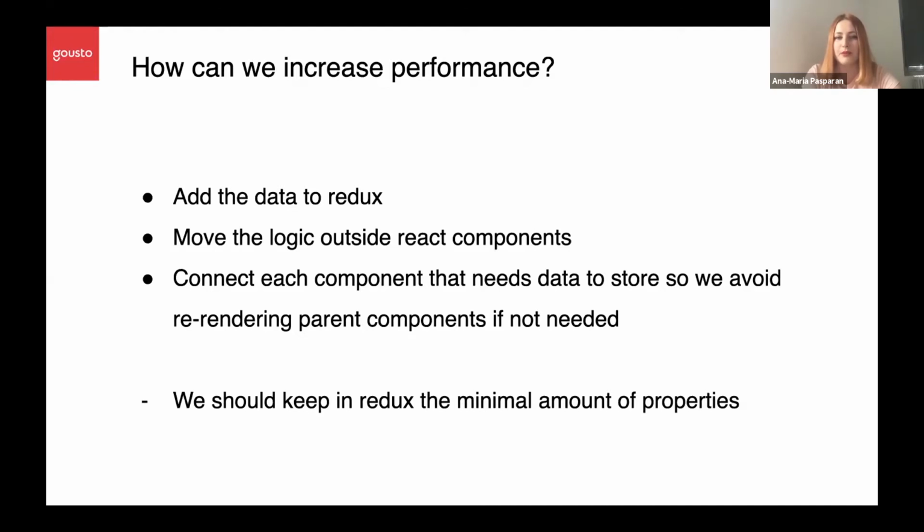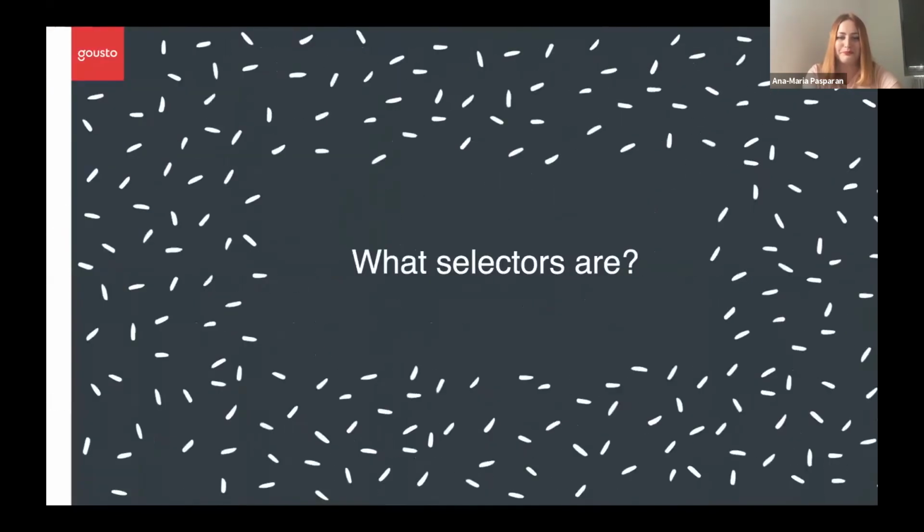But keeping everything in Redux state doesn't mean actually everything. We should keep just the minimum amount of properties. So all the computation of data, all the kind of filtering of data we want to do, we shouldn't really keep it in Redux state, because then our store will just increase. It'll be really hard to find something there. So how can we actually solve this problem?